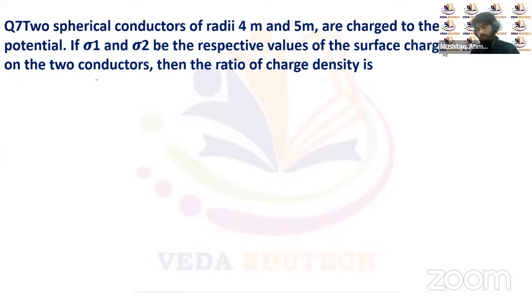Let's move on to question number 7, right? Question number 7 says that two spherical conductors of radii 4 meter and 5 meter are charged to the same potential. If sigma 1 and sigma 2 be the respective values of the surface charge densities on the two conductors, then we have to find the ratio of their charge density, right?